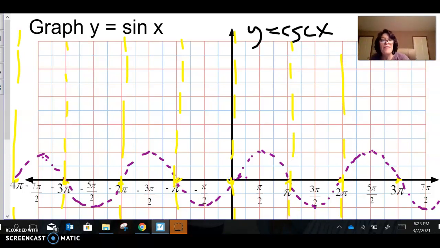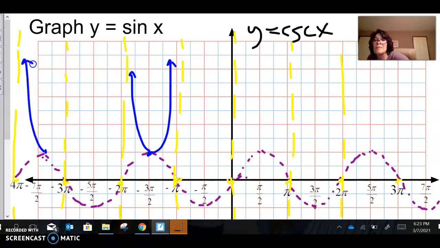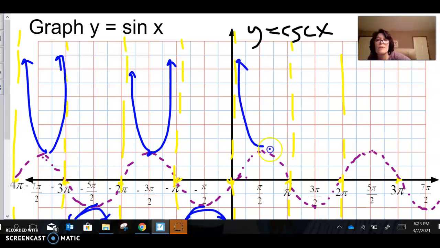Okay, and then I'm flipping all these. I'm taking the reciprocal of all these. Cosecant is the reciprocal of sine. So the reciprocal of 1 is 1. But the reciprocal of that other stuff, I end up flipping this little parabola upside down. Same with this one. Same with this one. These are going upside down. This one's going up.